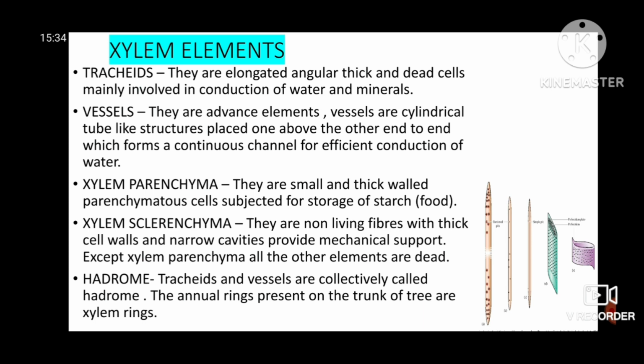Except xylem parenchyma, all other elements are dead. Means only the xylem parenchyma is living. In xylem elements, the rest are all dead. Hadrome: tracheids and vessels are collectively called hadrome. The annual rings present on the trunk of a tree are xylem rings. By counting these annual rings, we can determine the age of the tree.